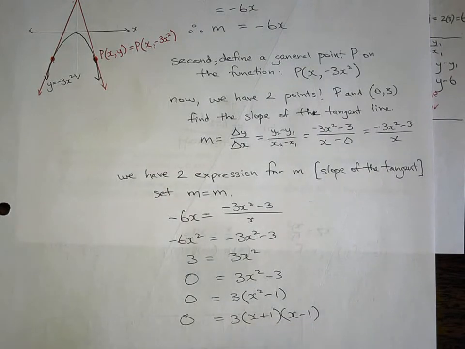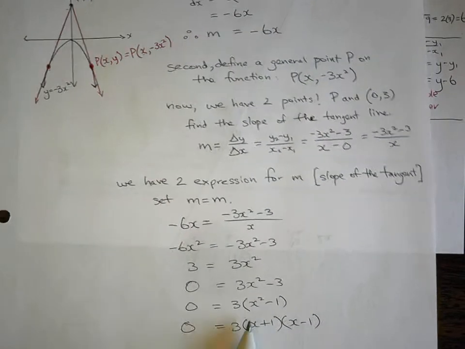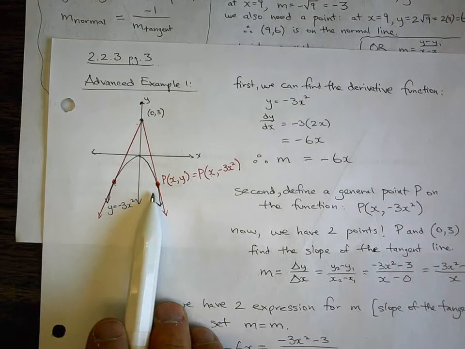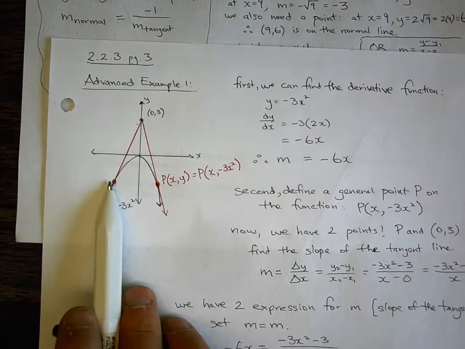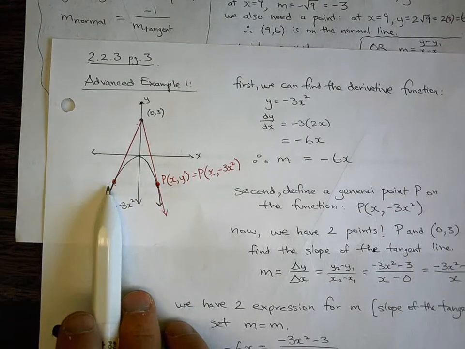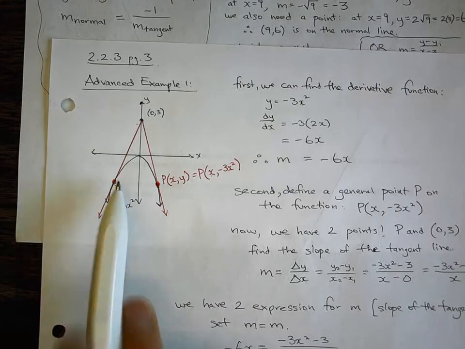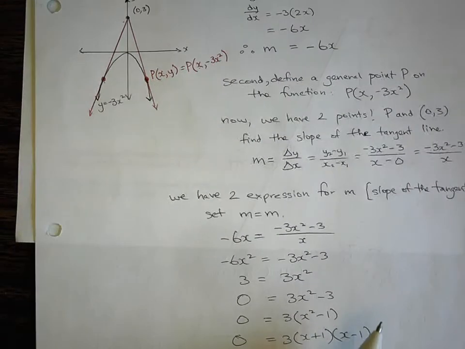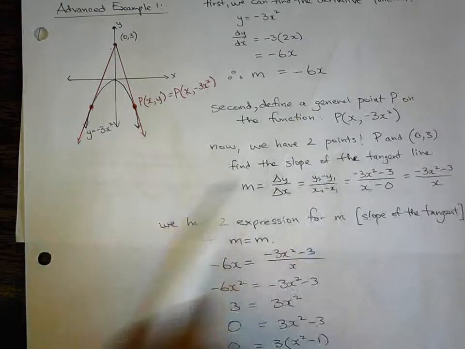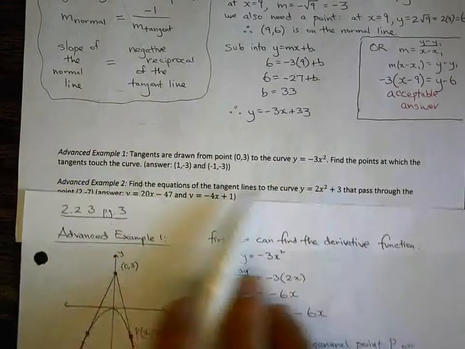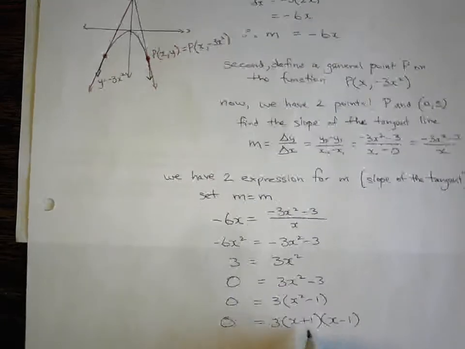What is x again in this case? X is the point. These are the 2 points where the tangent line from this point touches the curve. Now what was the question asking? Find the points where we touch the curve. Well, we have the x values, so we need the y values.